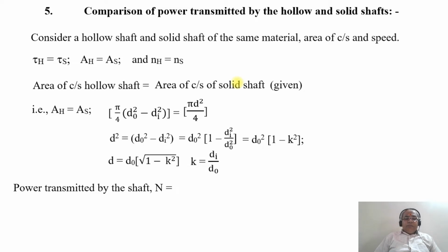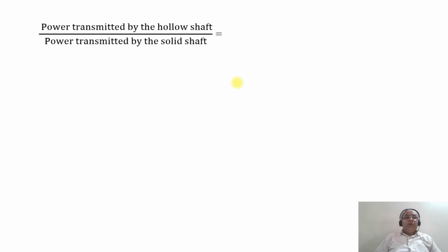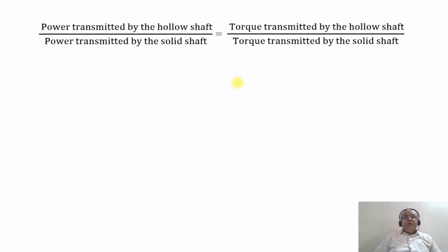So what is the power transmitted by the shaft? The power transmitted by the shaft will be capital N, equal to 2 pi N T by 60,000 kilowatt. As both the shafts have the same speed, NS is equal to NH, and the power transmitted by the shaft is directly proportional to the torque transmitted by the shaft. Therefore, the power transmitted by the hollow shaft divided by the power transmitted by the solid shaft will be equal to the torque transmitted by the hollow shaft divided by the torque transmitted by the solid shaft.